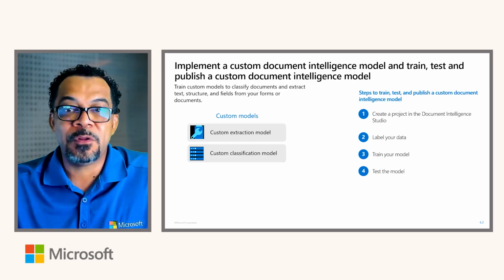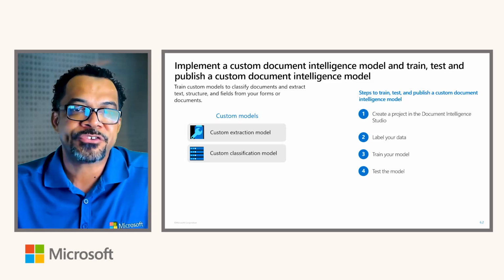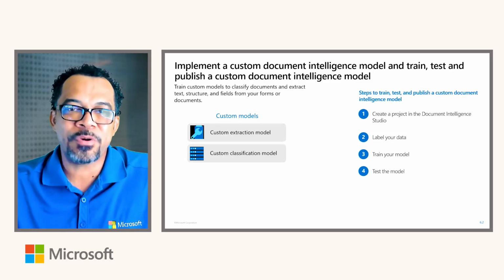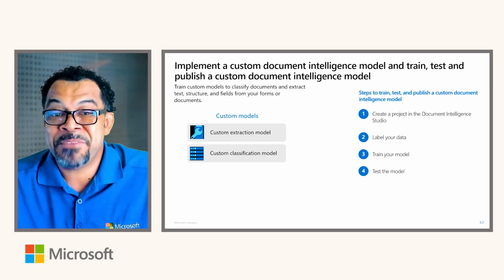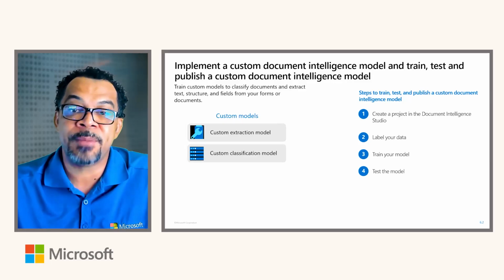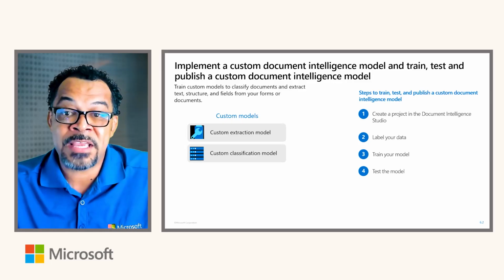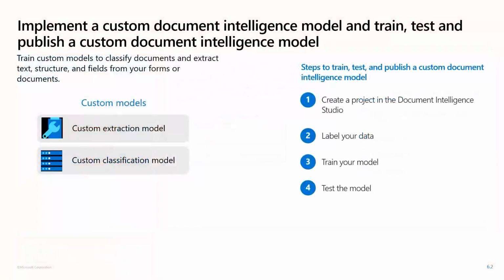Make sure you understand the full process of building a custom document intelligence model, starting with creating a project in Document Intelligence Studio. It's important to know how to label documents accurately, as this directly impacts the quality of your models. Be sure to explore both custom extraction and classification models, since each serves a different purpose depending on the type of document processing you need.